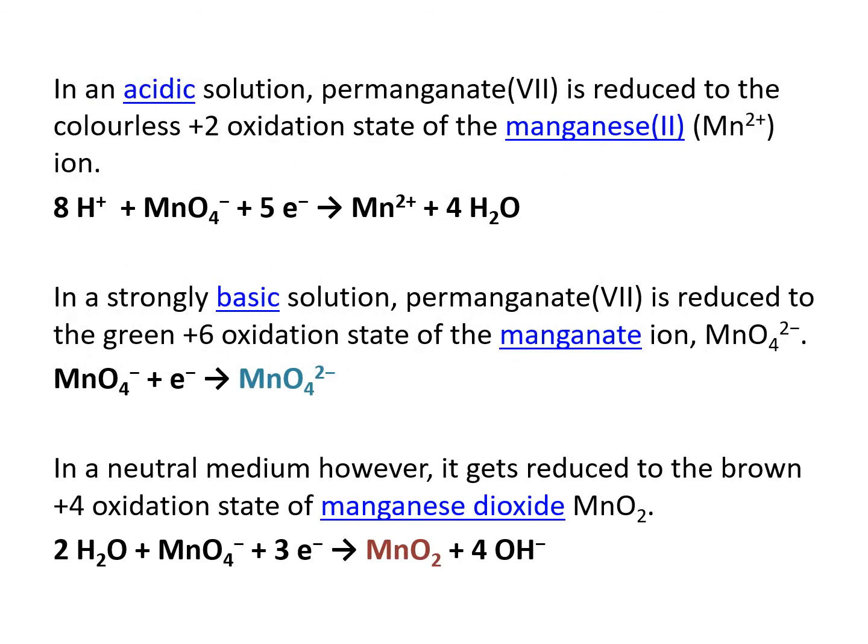This is the chemistry involved. In acidic solution, purple permanganate is reduced to Mn2+, or manganese(II) ion, which is colorless. In basic solution, the chemistry involved is the formation of manganate ion, which is green. And in neutral condition, the reaction takes place very slowly. What you produce is manganese dioxide, which is brown.